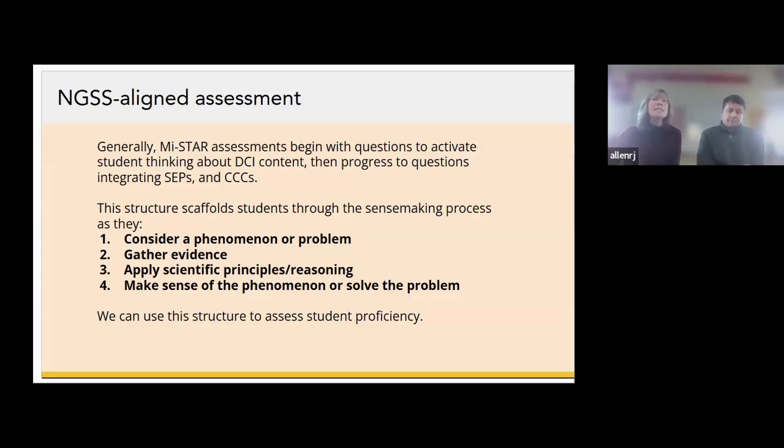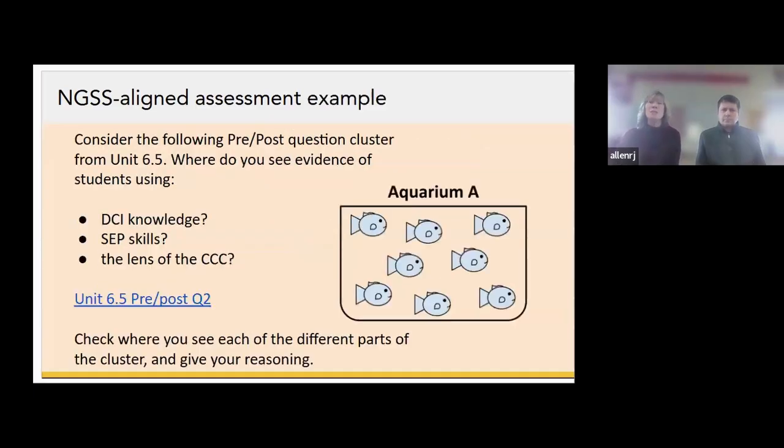So let's get you into one of these scenarios, one of these clusters, one of these bundles, and let you look at how students would progress through this sense-making process as they work through. So here's what we're going to ask you to do. We're going to ask you to look at a question, and this comes from a pre-post from Unit 6.5. And we're going to ask you to look for evidence of students using DCI knowledge, SEP skills, and the lens of the CCC or the tool of the CCC.